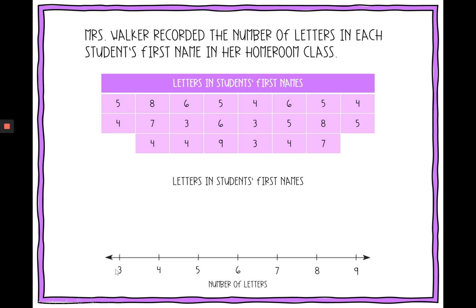So there are my numbers on my number line. Notice I'm not skipping any. I go straight from 3 all the way to 9. I don't have to show 0, 1, and 2.